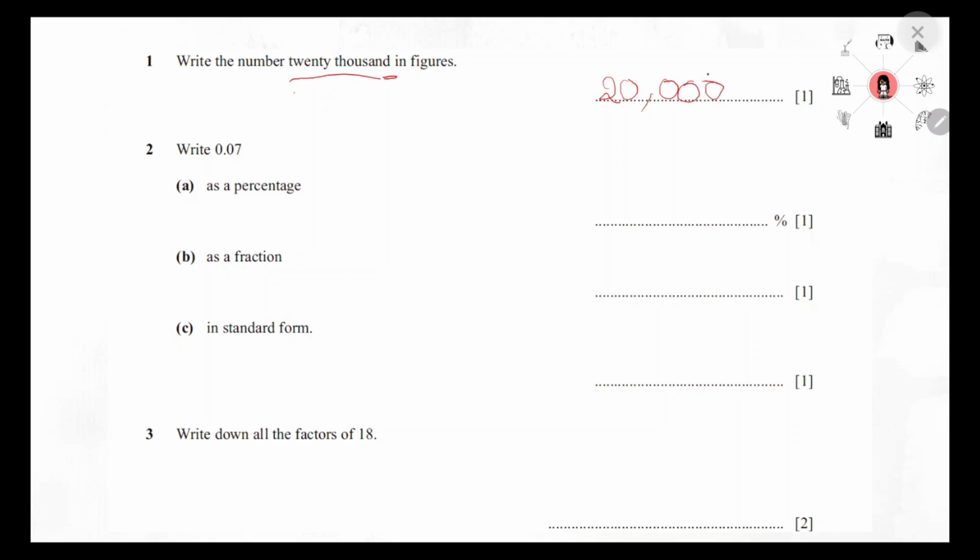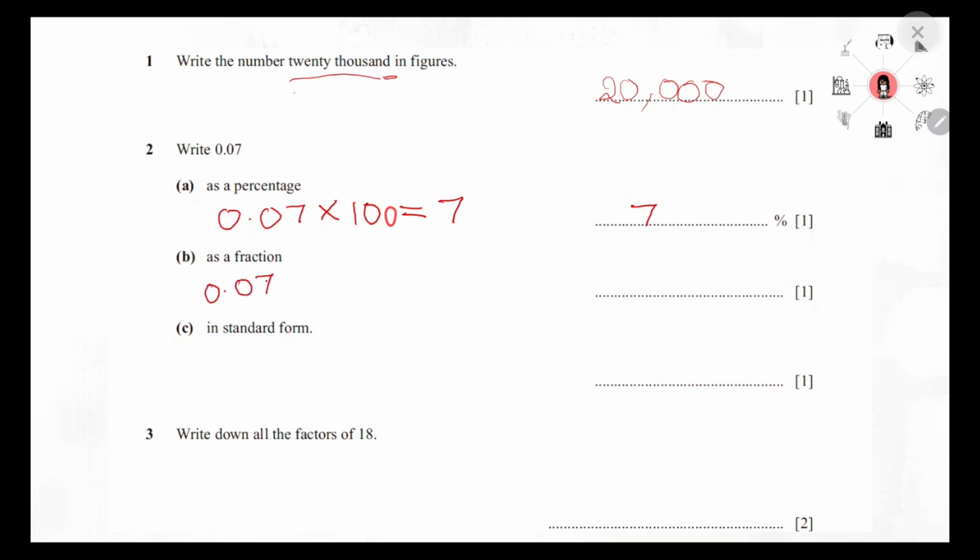Question 2a. Write 0.07 as a percentage. To write 0.07 as a percentage, we can multiply 100 to it, which gives us 7. Thus the answer is 7%. B, as a fraction.